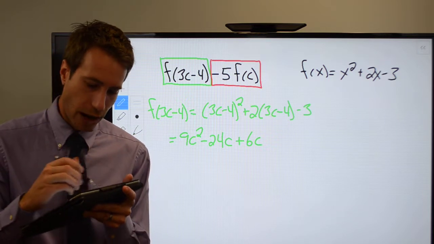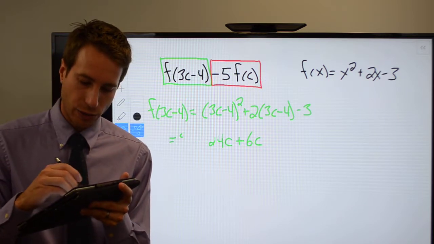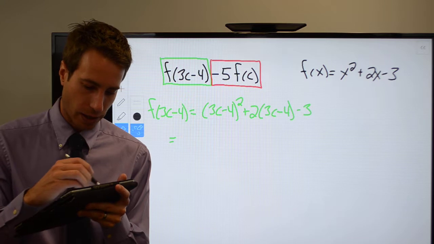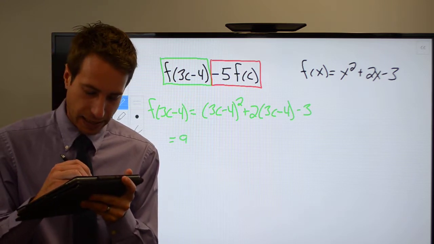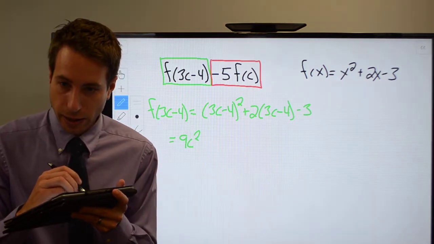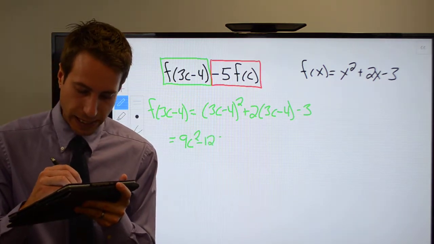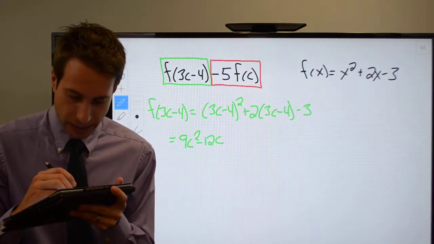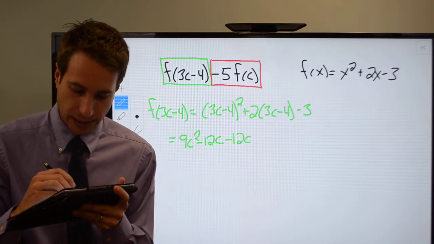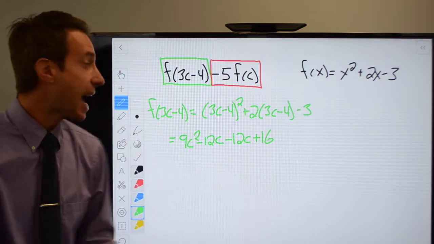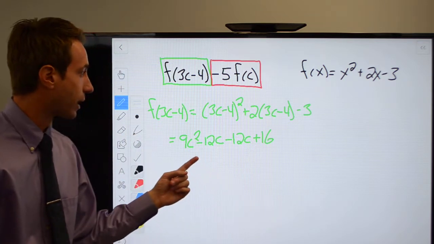Oh, actually, I'm sorry. I apologize. I was one line too far down. My bad. Let me go back. Here we go. It's going to be 9c squared minus 12c minus 12c plus 16. Okay, that is the result of foiling, right?